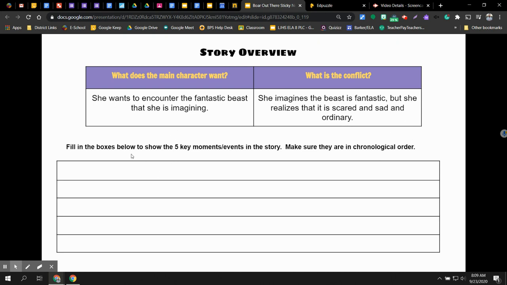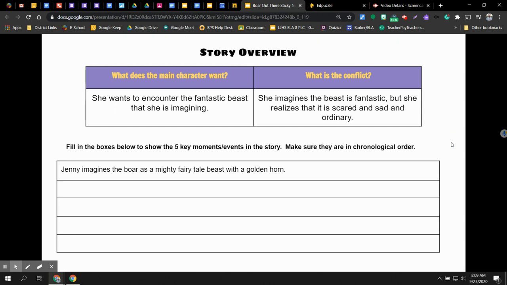Now lastly, fill in the boxes below to show 5 key moments in the story. So you can go back. I have shared with you in Google Classroom a link to the slides that we've just gone through. You can go back, look through your purple stickies, and you can use those to identify the 5 key moments. And then once you've identified them, fill them in your Edpuzzle. Ready, set, go. All right, let's see how close she got.